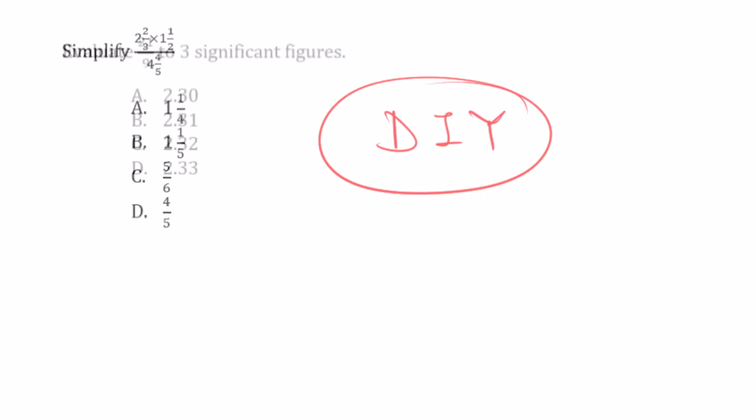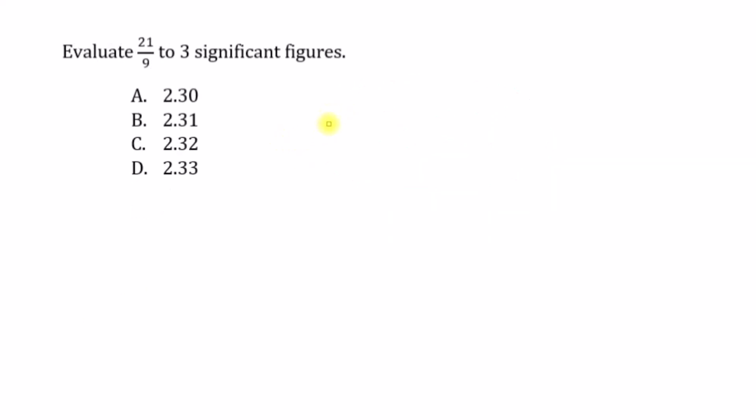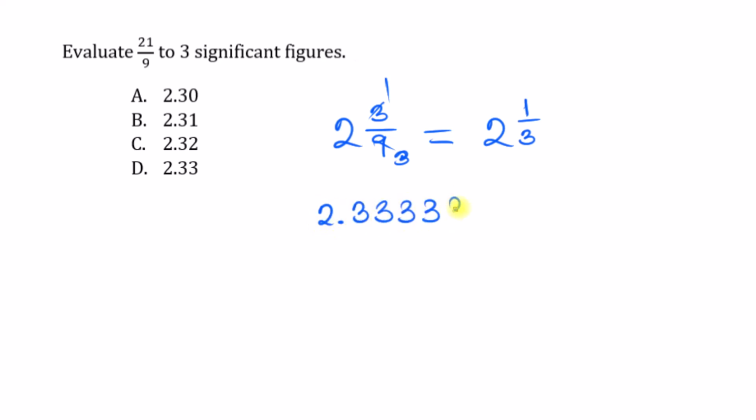Okay, this is looking quite simple. 21 over 9 to 3 significant figures. 9 in 21, we are going to have 2, but 9 times 2 is 18. So 21 minus 18 is going to give us 3 over 9. Oh, that means this is nothing but 2, and 3 can cut 9 to give us 3. So we have 1 over 3. 1 over 3, if you press it with your calculator, is nothing but 0.333333 and on like that.